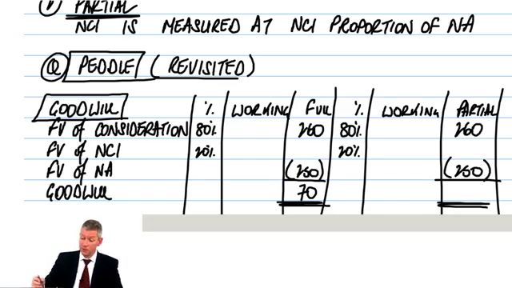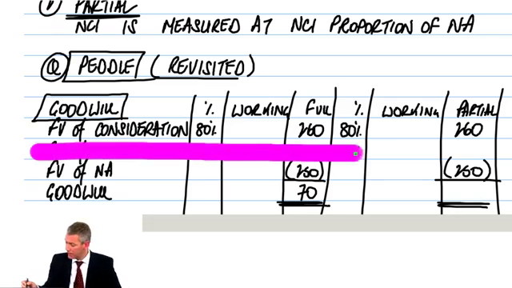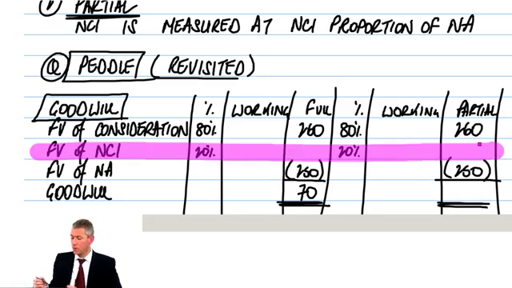But what is not fact, but is in fact a matter of opinion, is how to measure NCI. And we can do it one way or the other, depending on the policy. Now, we don't have a choice. The examiner tells us what he wants us to do. And in this case, he told us he wanted to do full goodwill by using fair value NCI, and he gave us a figure of 60. But had we been doing partial, it wouldn't have been that hard.